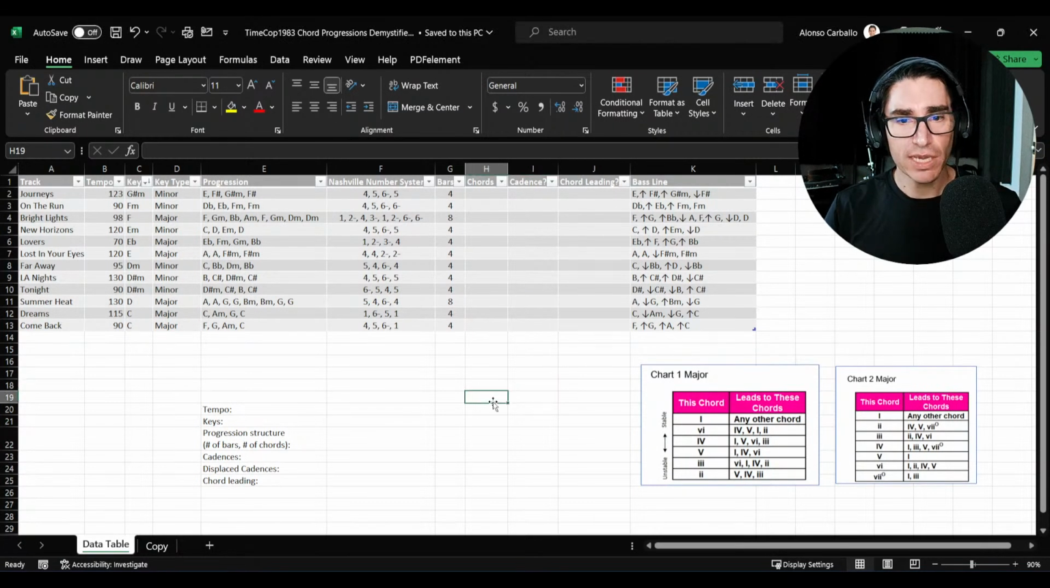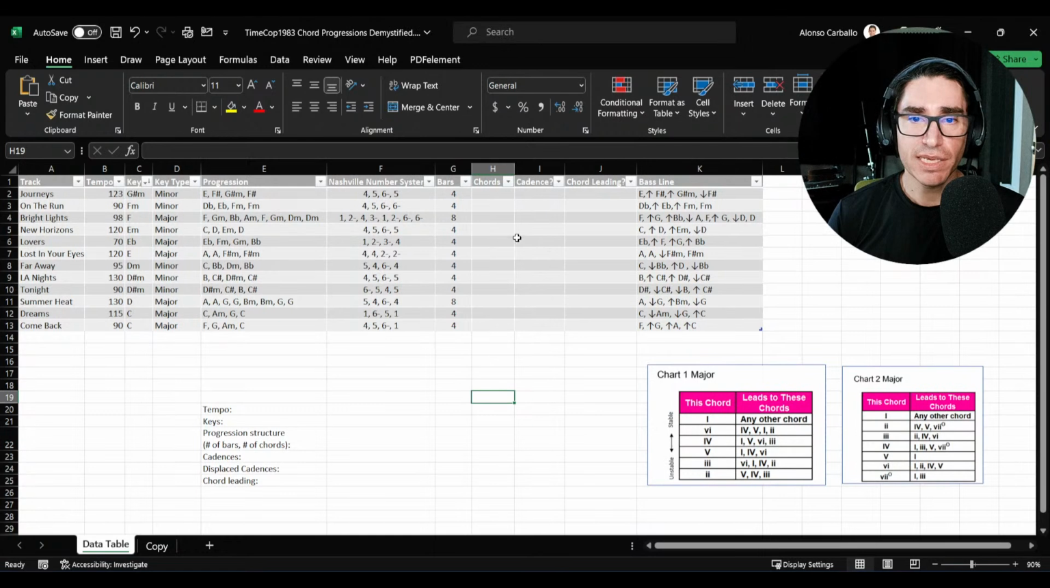Awesome. Okay, so here are the tracks that I analyzed. Here's the tempo of all these tracks. Here are the keys. Here's the key type, whether it's major or minor. Here's the specific progression. This is a Nashville number system that I will explain in a couple of minutes. These are the number of bars in a progression. And here I'm going to go through each progression and start analyzing a couple of things. So I will fill this out as we go along.